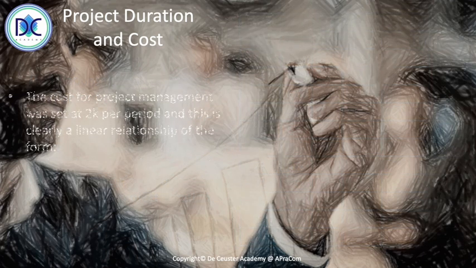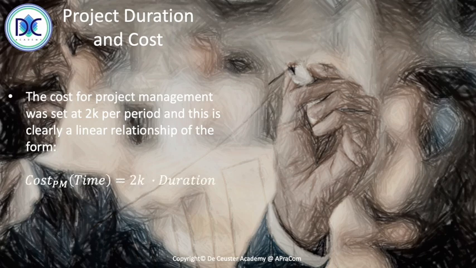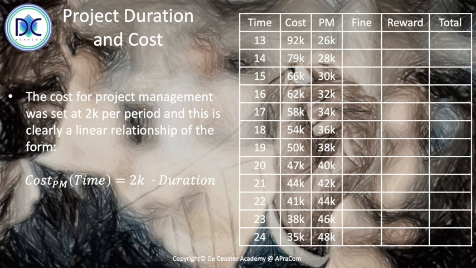The next thing is the project duration and the cost for project management. We have set the cost at 2k per period, and this is a linear relationship of the form cost of the project manager as a function of time is 2k times the duration. And the duration is the total duration of the project. When we look at that in the table here, when the project takes 24 periods to complete, we have 24 times 2 is 48k, but at the time of 13, we find a cost of 26k.